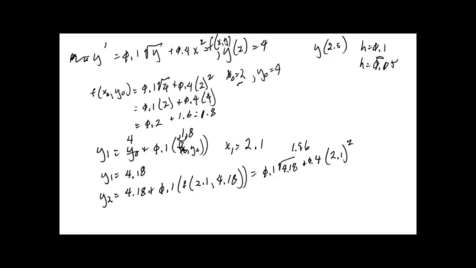1.96. Okay? So you take this. Now, what were you saying? I was just saying, I got the whole thing. You got it? Okay, yeah. When you do 4.18 plus 0.1 times 1.96, that would be 4.37, 68. So that's your new Y2. Your X2 is going to be 2.2, right? Add another point H to it.